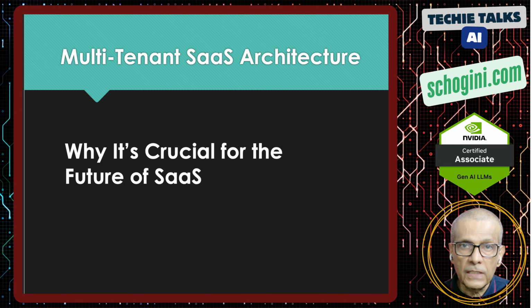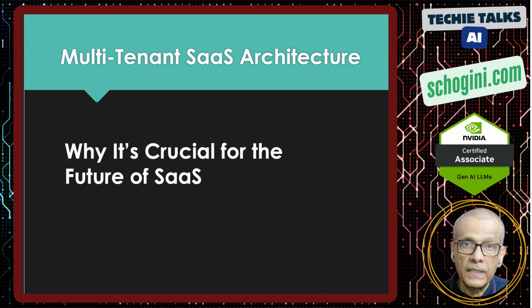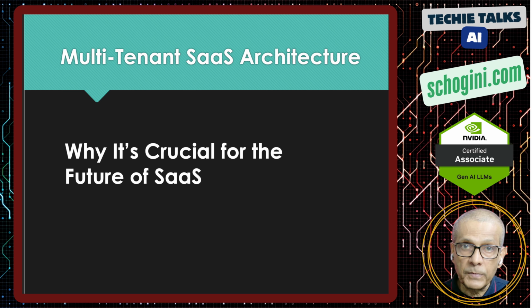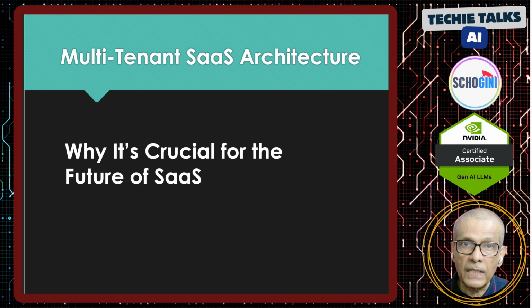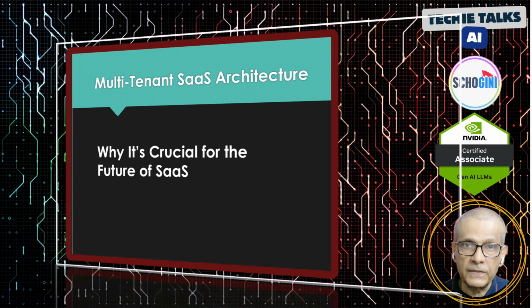Now, why is it crucial for the future of SaaS? As SaaS moves toward AI-powered and hyper-automated services, multi-tenancy becomes essential. It enables personalization, dynamic scaling, cost optimization, and global rollout with minimal overhead. Your business evolves from a product to a platform serving infinite clients automatically and efficiently.